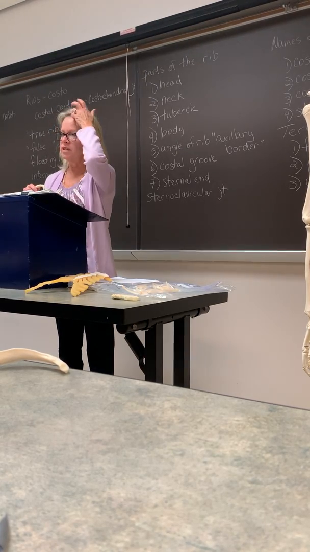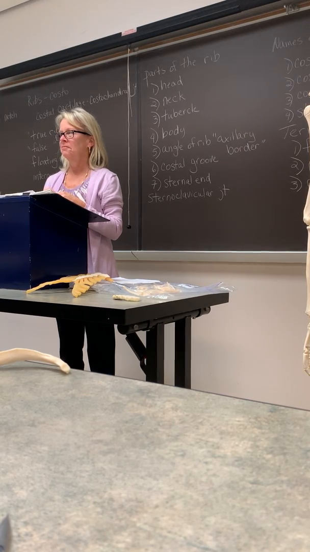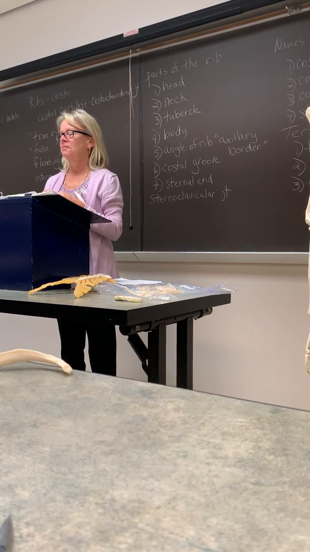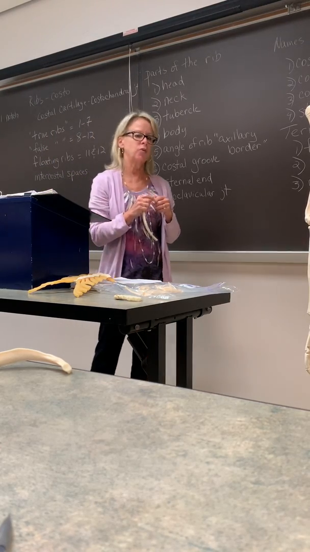Do you remember which ribs have them and which don't? 1 to 7. Good. 1 to 10. 1 to 10 have them, and 11 and 12 don't have them.